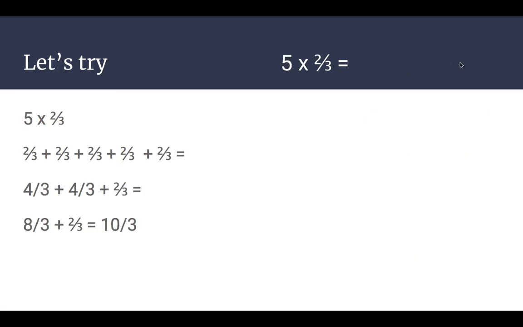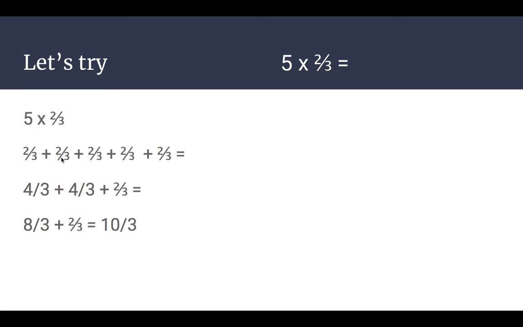Okay, let's try another one. 5 times 2/3. Again, what I did is I added 2/3 5 times. 1, 2, 3, 4, 5. Again, what I did is I added these two together first. I added these two and then this one.